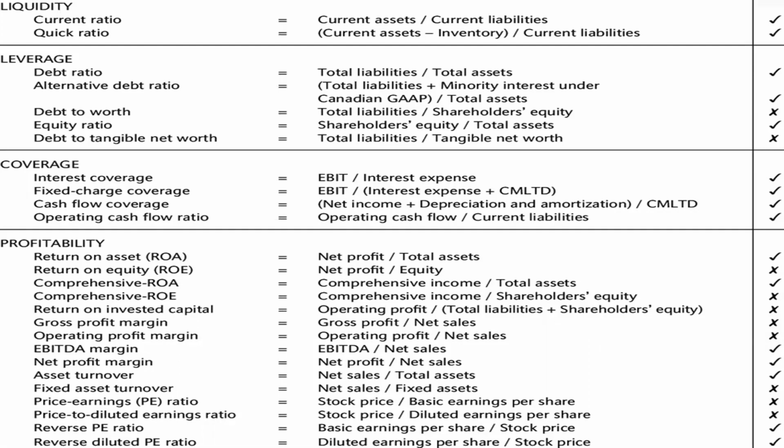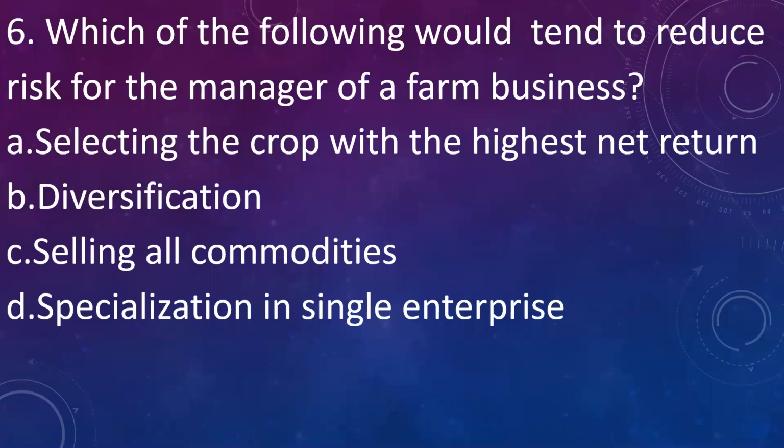Next question is, which of the following would tend to reduce risk for manager of a farm business? A, selecting the crop with the highest net return. B, diversification. C, selling all commodities. D, specialization in single enterprise. Answer is, to reduce the risk, farmer should go for diversification.